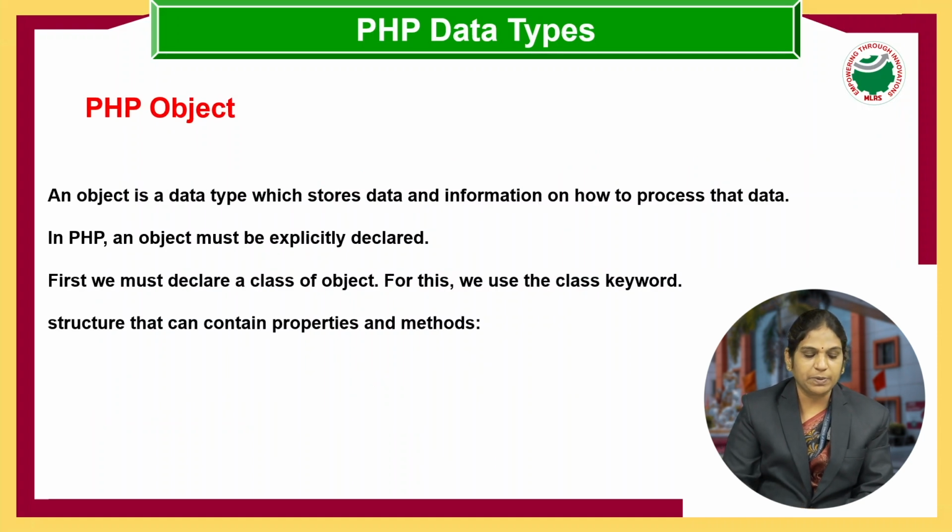And object, the PHP object. A PHP object is also a data type which stores the data and information on how to process that data. To process or execute some data, we need a specific data type called object. But an object cannot be declared implicitly. So we first need to declare a class, and for that specific class it is required to create an object, and then the values are going to be retrieved.